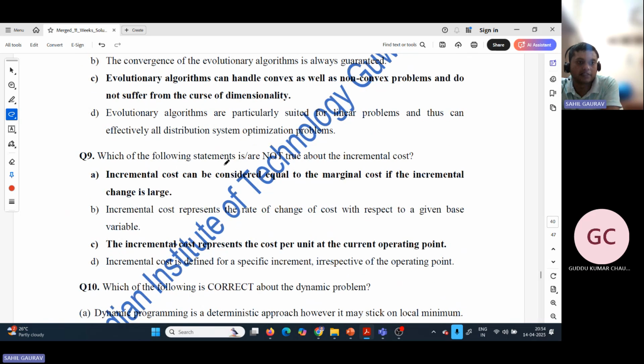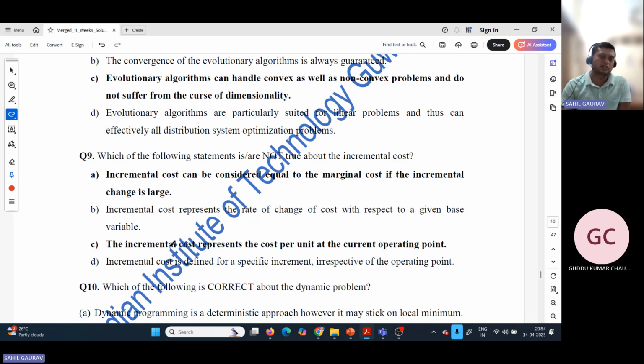And in the last problem of week nine, they are asking about the incremental cost. Incremental cost can be considered equal to marginal cost. Incremental cost represents the rate of cost with respect to a given base variable. It is incorrect to say that incremental cost depends on the cost per unit at the current operating point. Yes, it is incorrect.